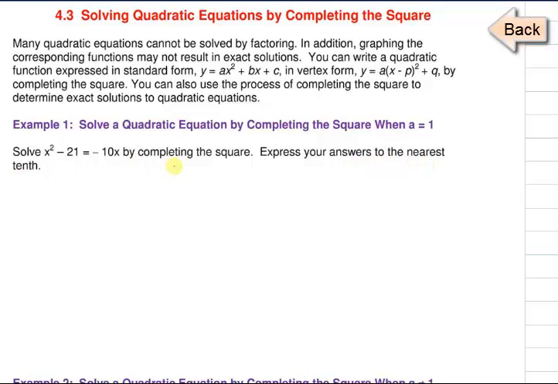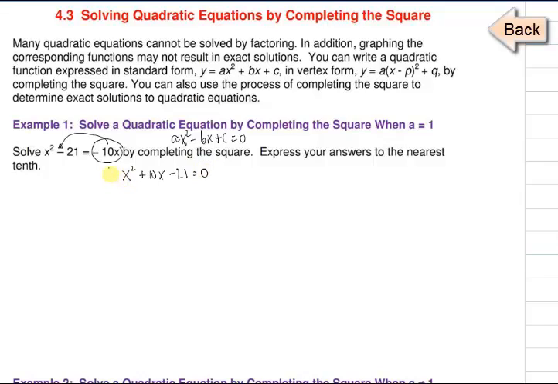Okay, so first of all, we're going to discuss that you are not able to factor this one, okay? All right, so we want to make sure that it's in the form ax squared plus bx plus c equals 0. So that means we're going to have to move the negative 10x over to the left. It becomes positive, so you're going to have x squared plus 10x minus 21 equals 0.